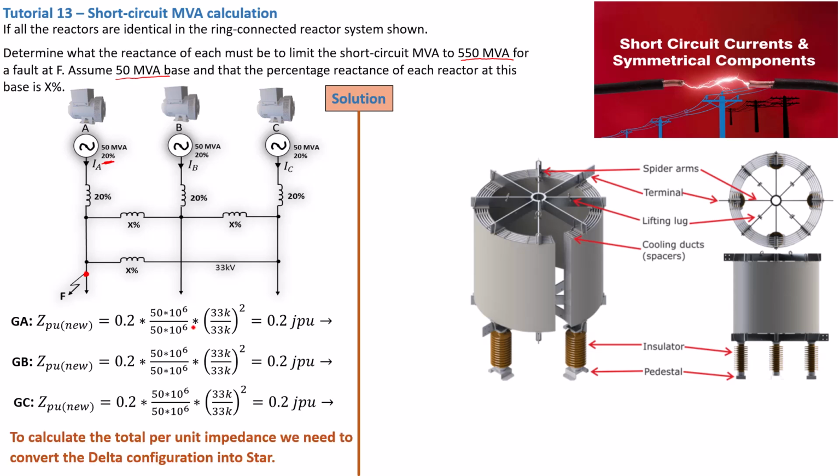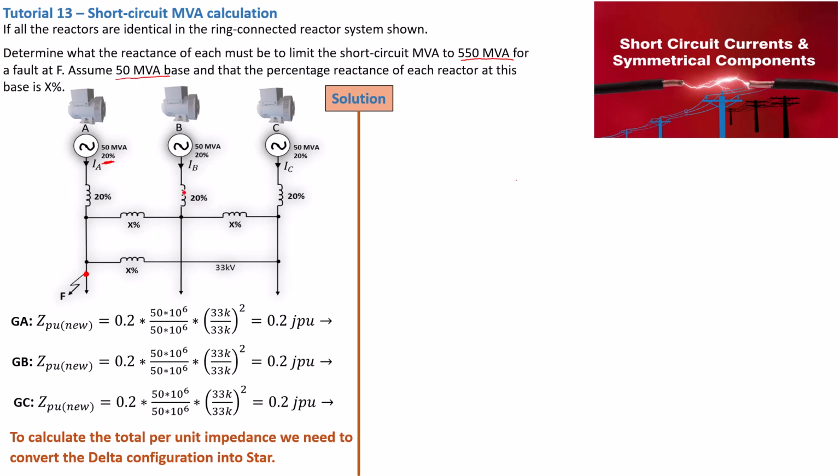Now we're moving forward to calculate the total per unit impedance. We obviously need to convert this system into a star, because it is a balanced delta system that must be converted into a star configuration so that we can reduce our network to lead us to the fault impedance that we are looking for. Great. Now we can go ahead and rearrange our ring system to represent a proper delta system. Okay, so this is our delta configuration.